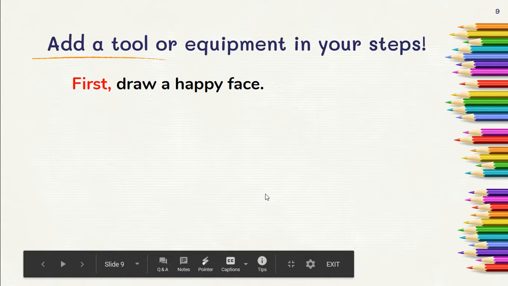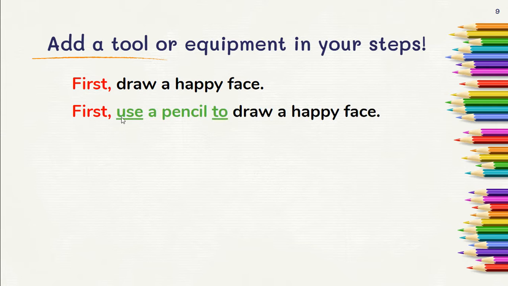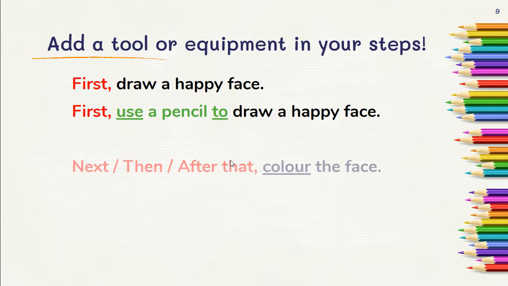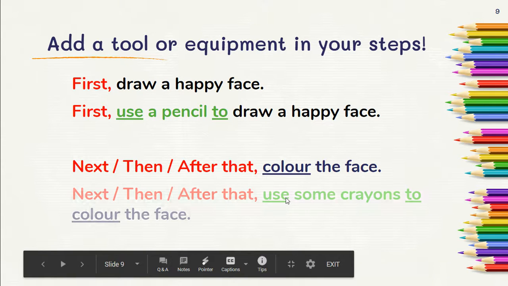Now, sometimes you want to add a tool or equipment in your steps. For example, when you say first, draw a happy face. What can we use to draw the happy face? Yes, maybe a pencil. So you want to add, use a pencil too. In the second example, we say, next, color the face. What can we use to color the face? We can say, use some crayons to color the face.